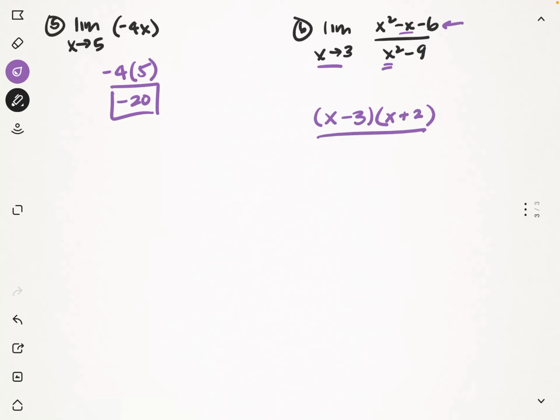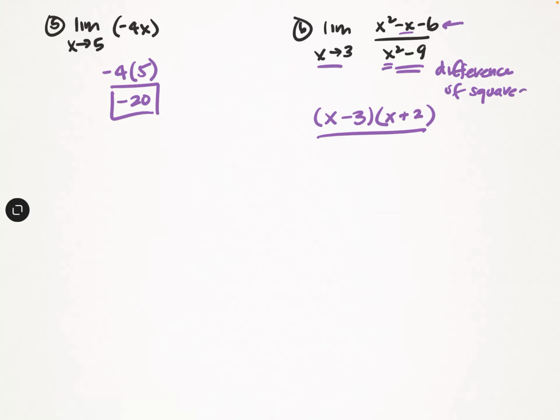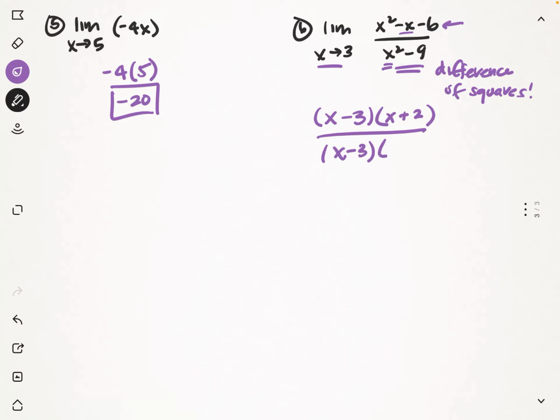So we're going to leave that in factored form in the numerator. In the denominator, x squared minus 9, this is a difference of squares. Okay, and we know so because x squared is a perfect square, its square root is x. 9 is a perfect square, its square root is 3, and we have a minus in between them. So we know that's going to factor out to be x minus 3, x plus 3.